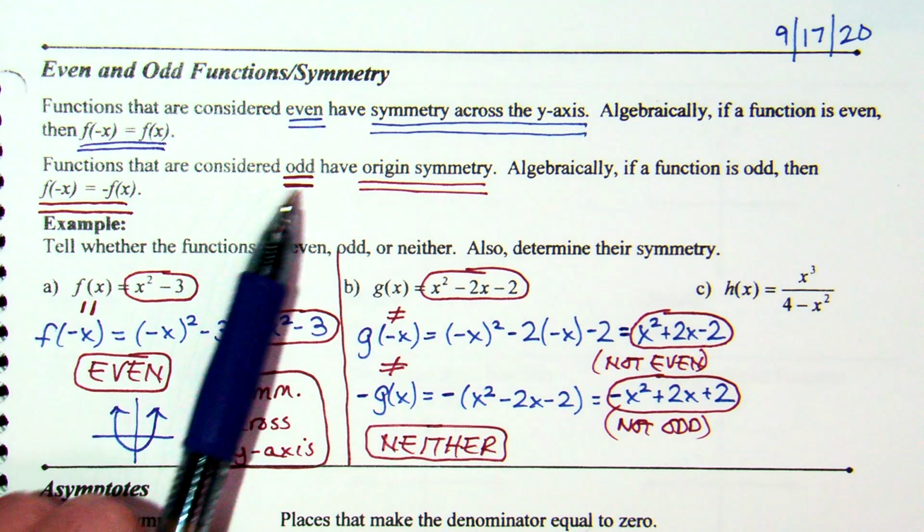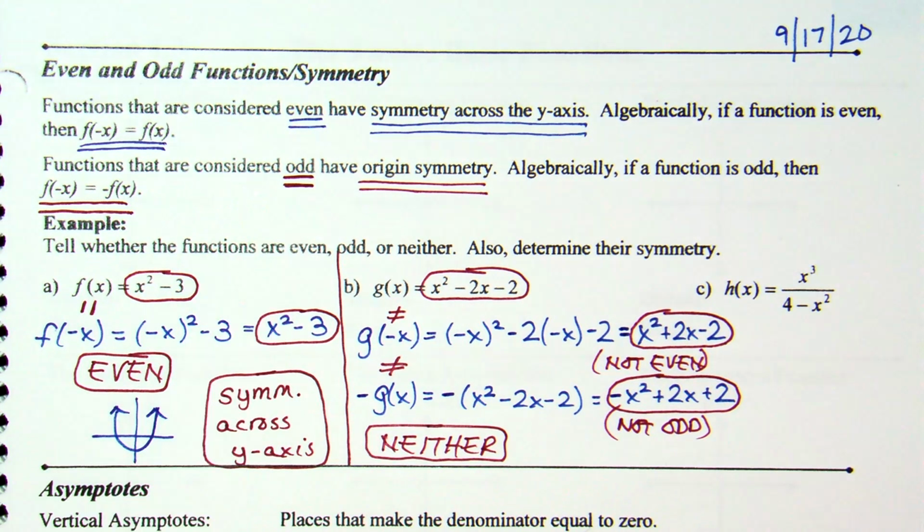I haven't shown you a picture of that yet, but I will today. Origin symmetry, there's kind of a diagonal quadrant reflected symmetry thing. Algebraically, then, f of negative x equals negative f of x. So we did A and B on Thursday, and we are now ready to try C.